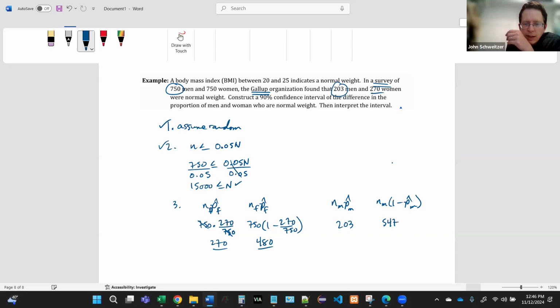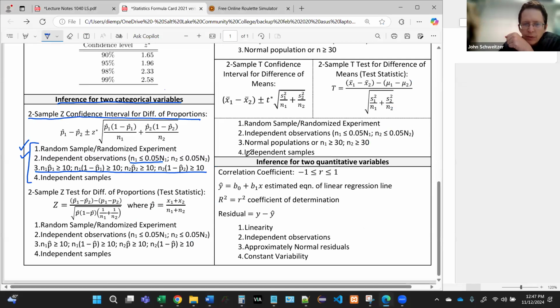Each of these numbers is more than 10. So we're good, right? That means we have a large enough sample. Okay, the last thing we have to check, and this is on the formula card, we have to make sure that the two samples are independent of each other. Okay, you don't want to have two overlapping samples.